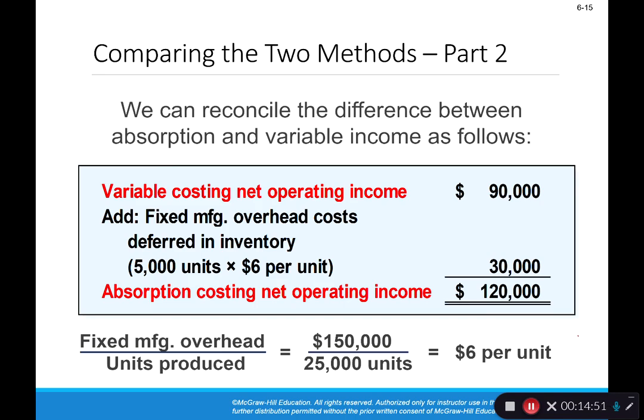So the reconciliation of our income is based on that fixed overhead per unit. Our variable net operating income was 90. The 30,000, which is the change in inventory times the fixed overhead per unit that was stuck in inventory under absorption and not expensed, is the reason why absorption income is 120.